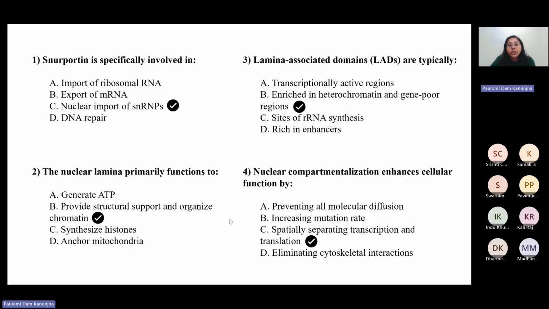Okay. And the last question here is, why do you think nuclear compartmentalization is important? That's because it is spatially separating transcription and translation.